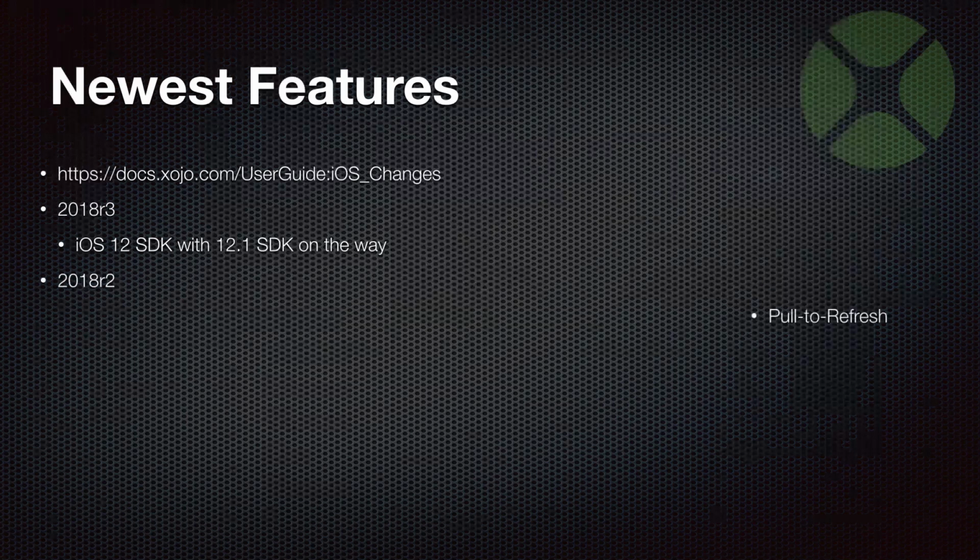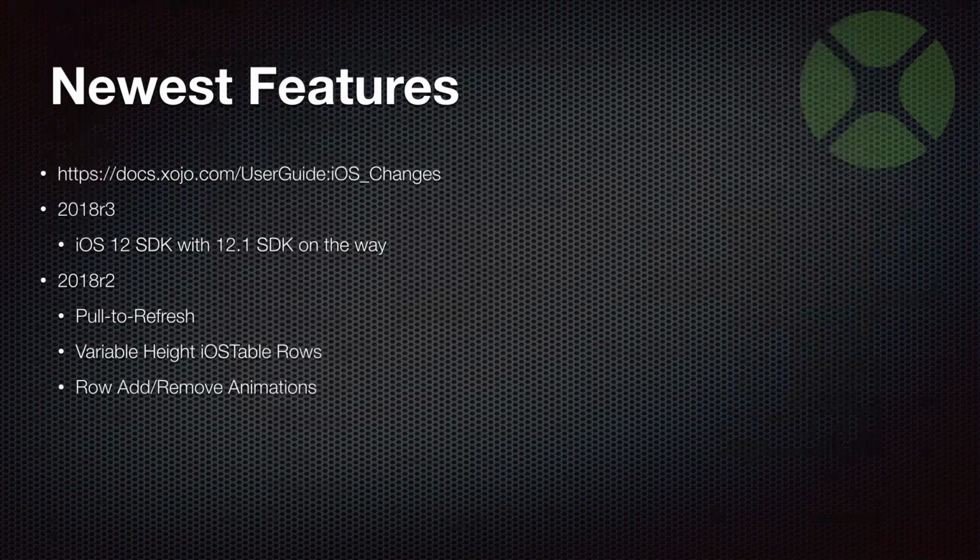In 2018 R2, we added a few new iOS features, including pull to refresh on tables. So you can just drag a table down and you get a little spinner, and that calls an event where you can reload your data. You can have variable height rows in an iOS table. Again, handy for lots of UI designs.